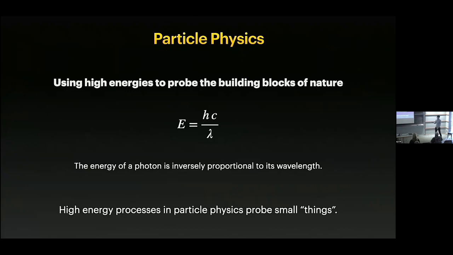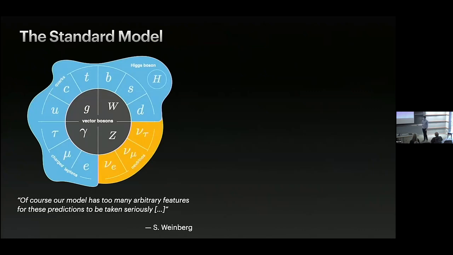So you probably know by now that the energy of a particle is inversely proportional to the wavelength of that particle when we think about it in terms of waves. So for example, the energy of a photon is given by this expression where h is Planck's constant and c is the speed of light. Okay, so if we go to high energies like we do in particle physics, we probe small things. What small things? Well, this is the standard model that you've stared at for the whole morning and early afternoon. So you're already familiar with the particles involved.